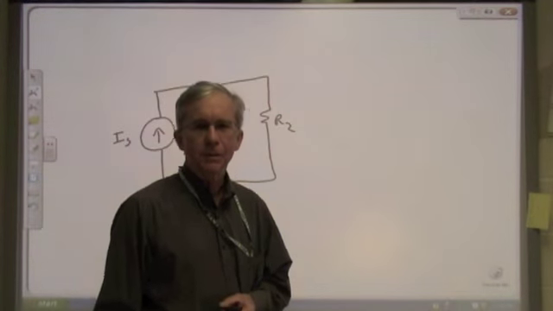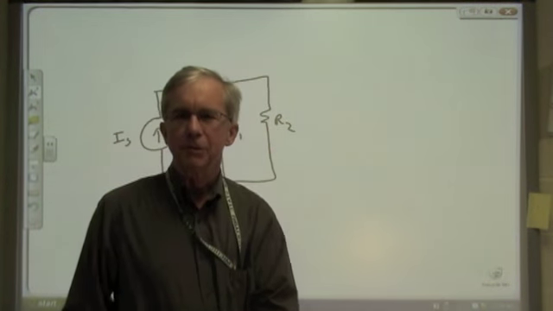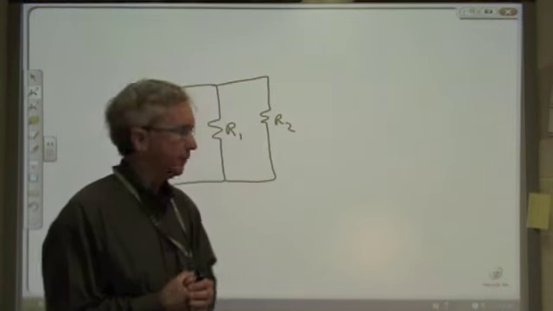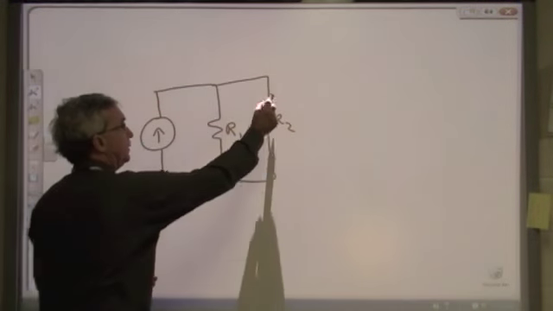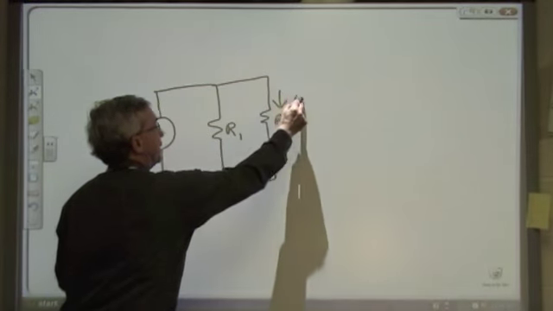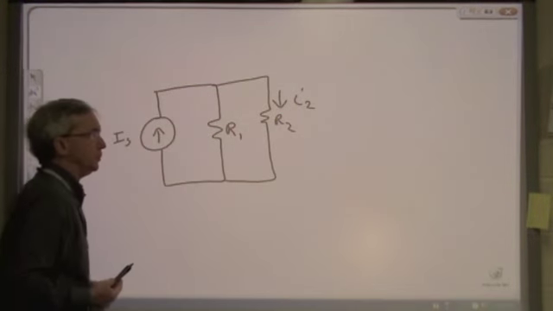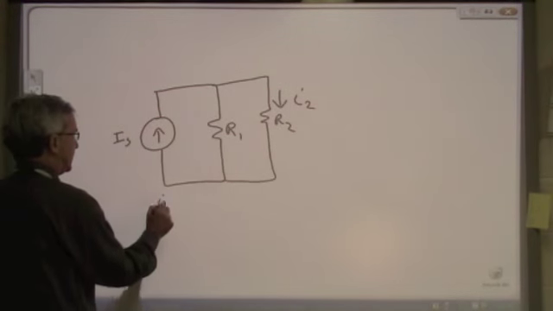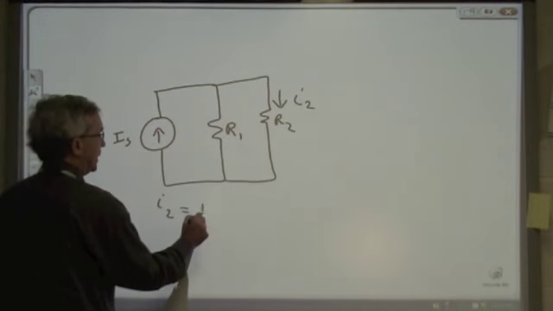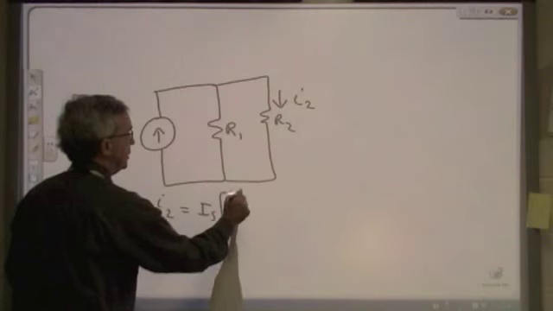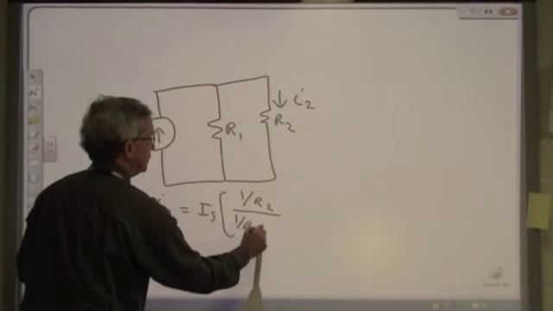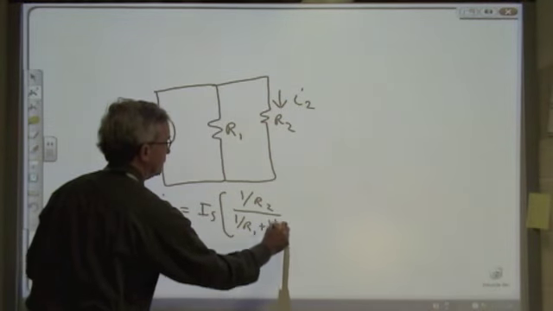Having derived the equations for current division and voltage division, let's put them to use in some simple examples. Let's start with current division. Let's say that we want to know the current through resistor R2. Well, by the general equation, we can say that I2 is equal to Is times 1 over R2 divided by 1 over R1 plus 1 over R2.